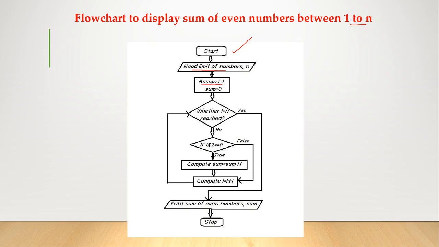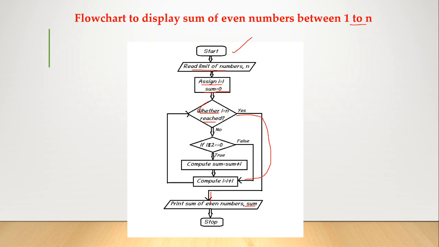We assign a value I is equal to 1 and sum is equal to 0. In the next statement, we have a decision box. Inside the decision box we have to check whether I is equal to n, whether the end or exit of the program is reached or not. If it is reached, then we print the sum of even numbers, that is sum.